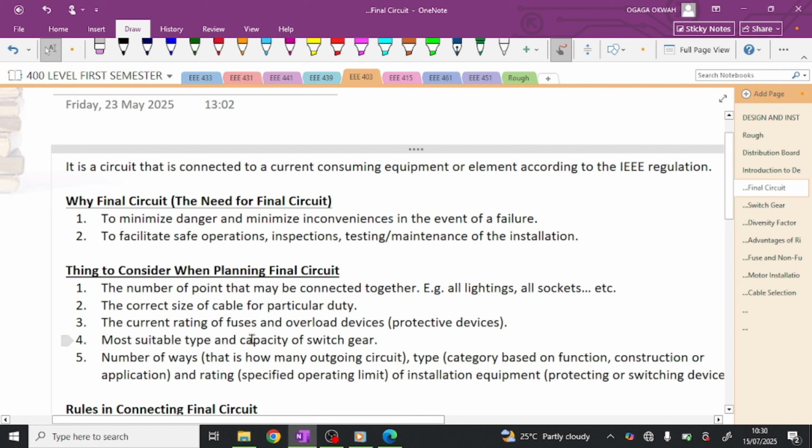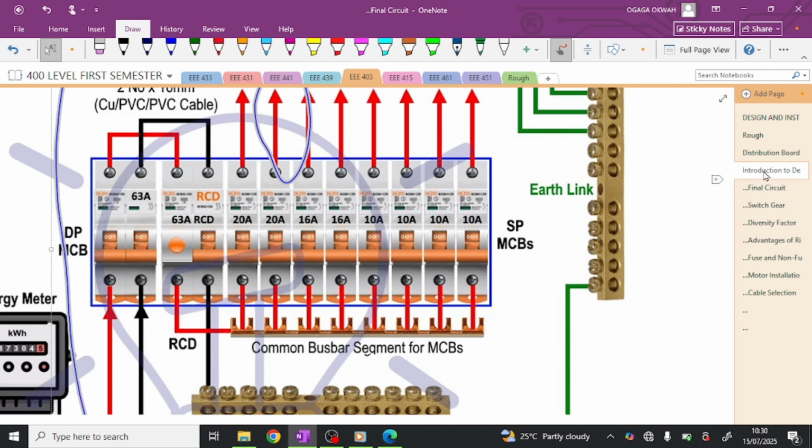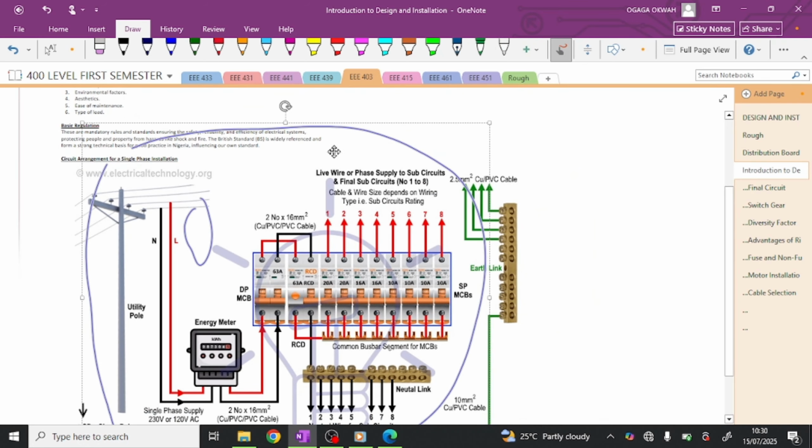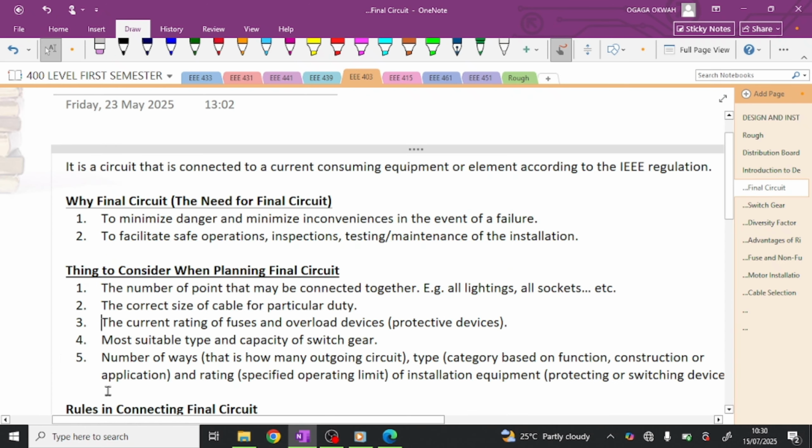Then the most suitable type and capacity of switchgear. I will do switchgear in the next video, but just note that switchgear has to do with everything here. We'll do that in the next video. So consider the most suitable type and capacity. That means current rating, capacity. How much current can that switchgear handle before it trips off?